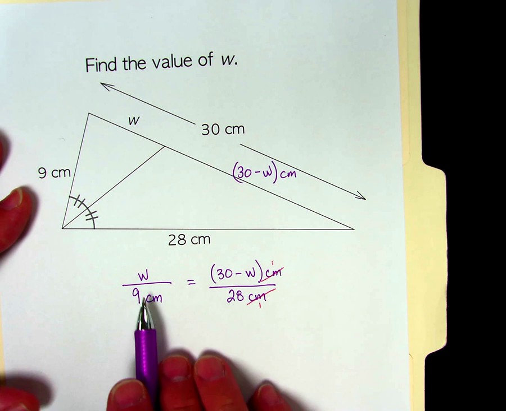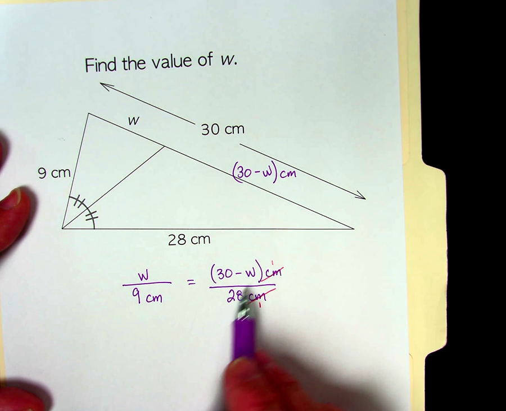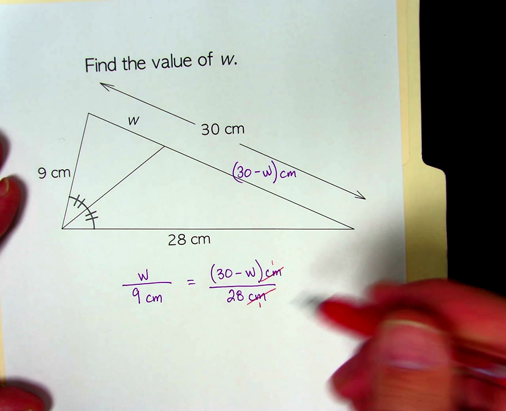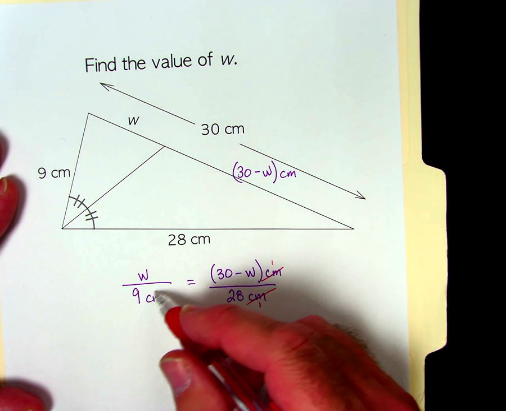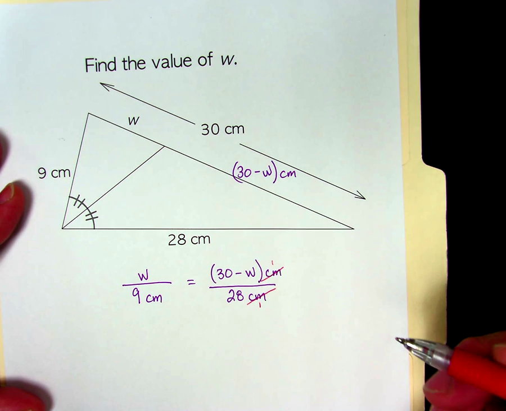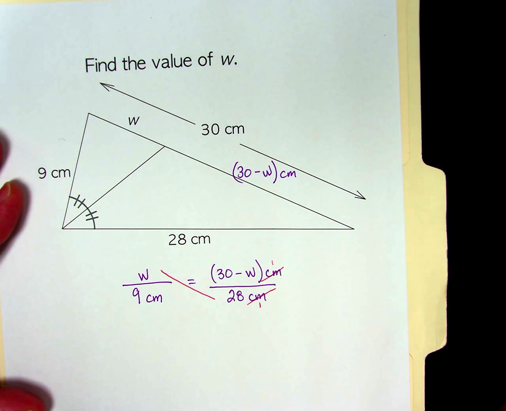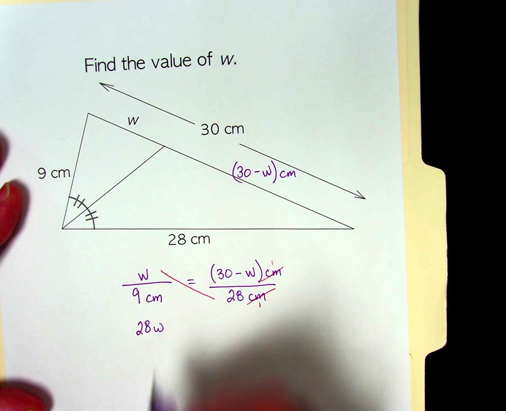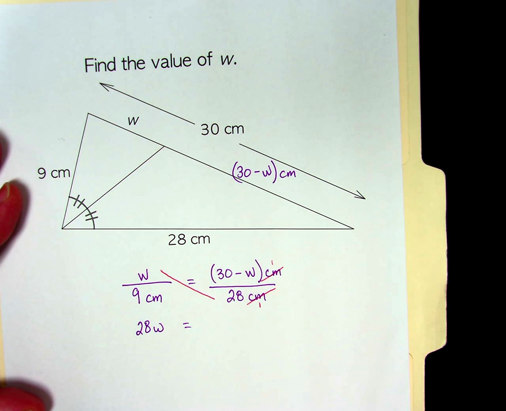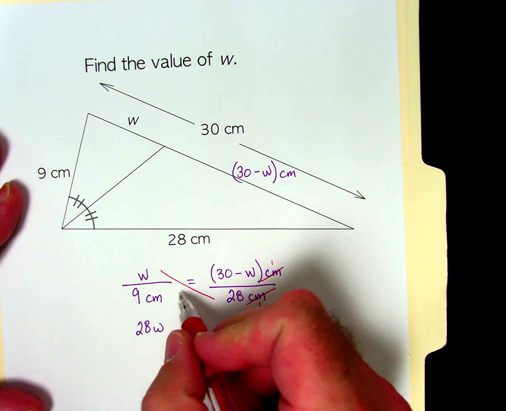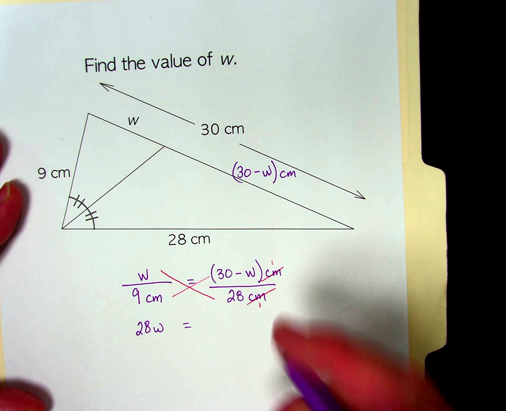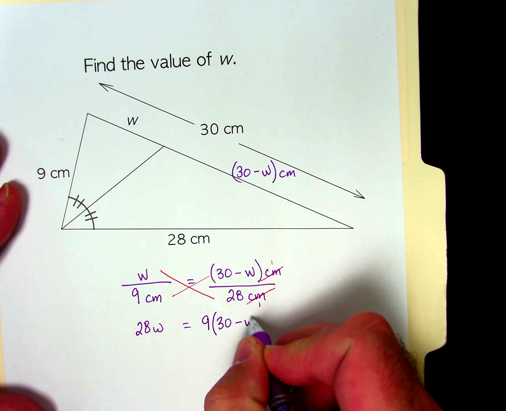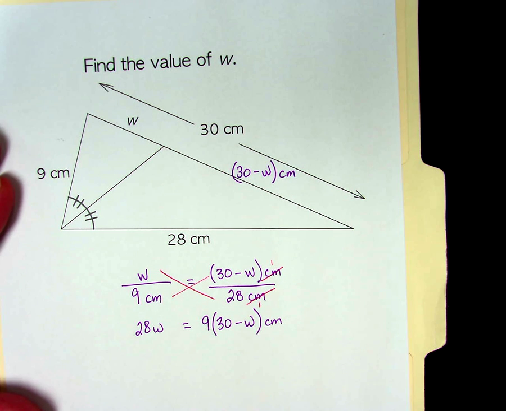So now, what I'm going to do, since I have the W's on both sides, I am going to do the cross products in this case. Because if I multiply by 9 centimeters, I still have a W on this side. So doing this cross product, 28 times W, on this cross product, I'm going to have 9 centimeters times 30 minus W. I'm just going to put the centimeter label part at the end.